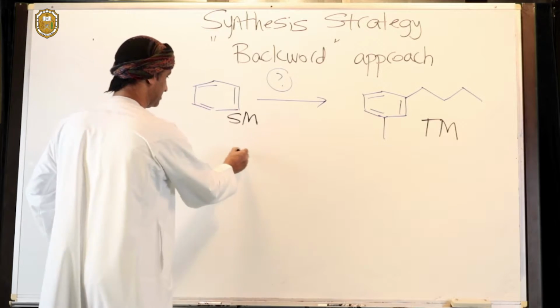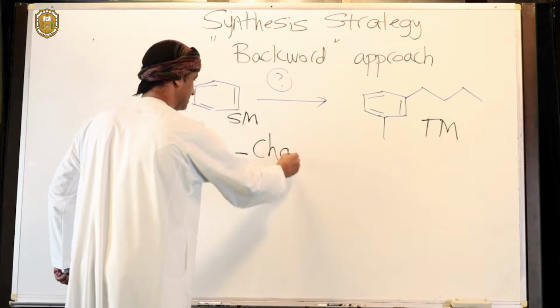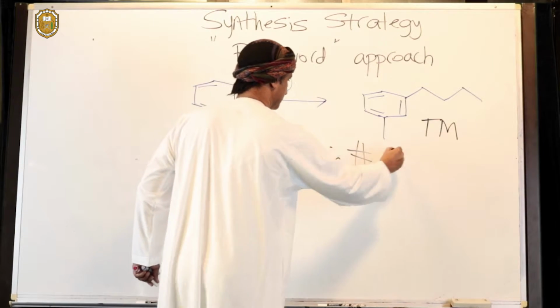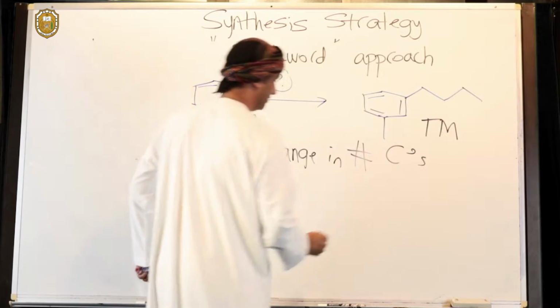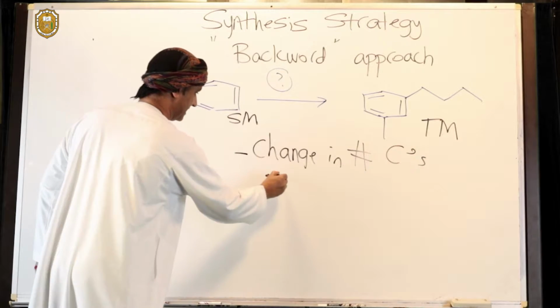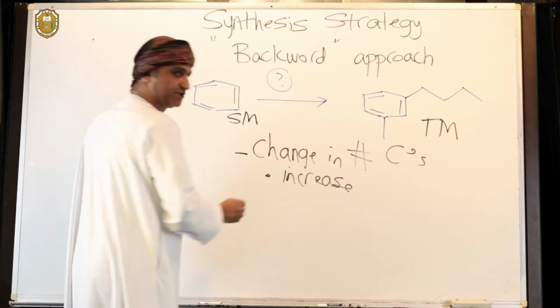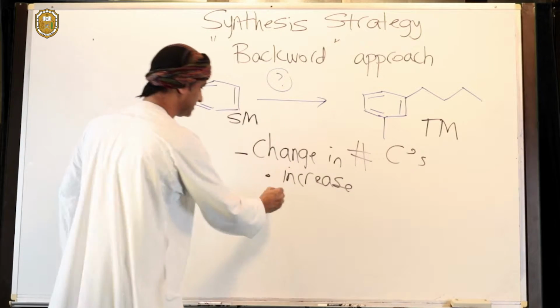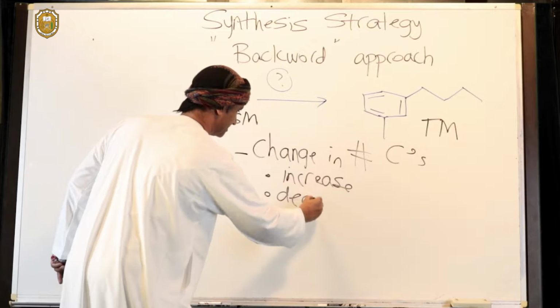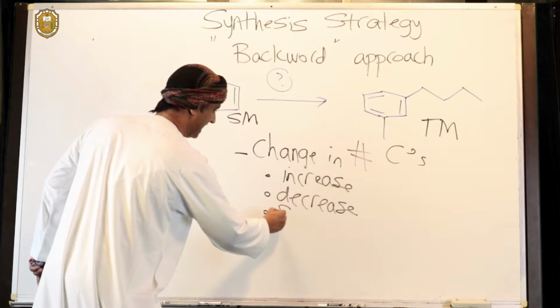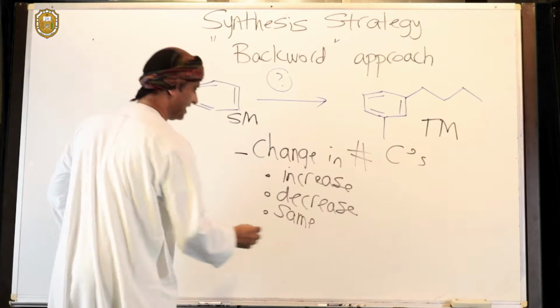So we look at the change in the number of carbons, whether it's increase or decrease or the same. So increase is possible, and of course this is where the challenge is, increase. Decrease is also possible, or the same if the number of carbons stays the same.